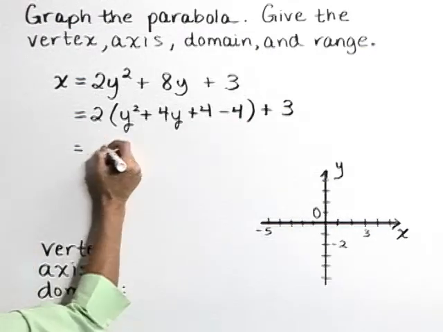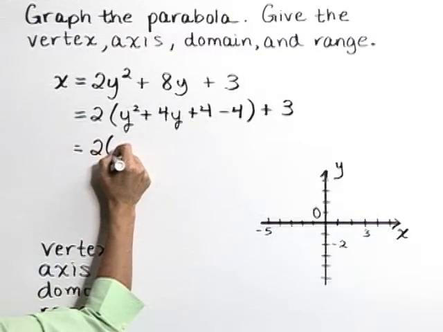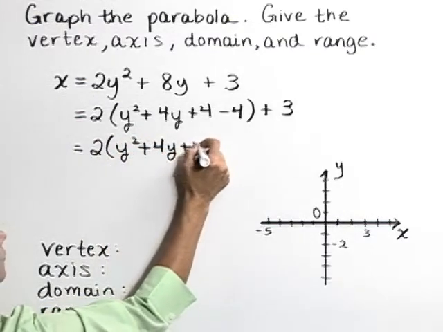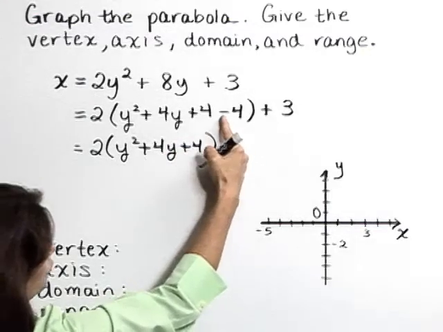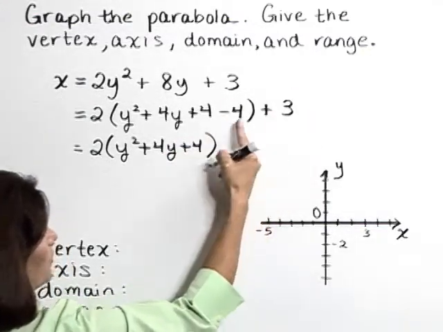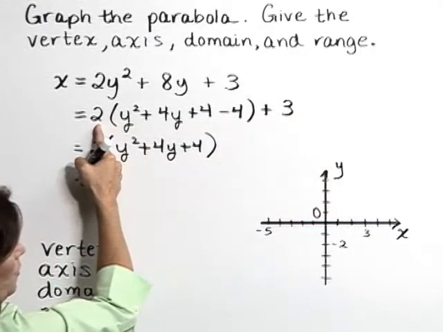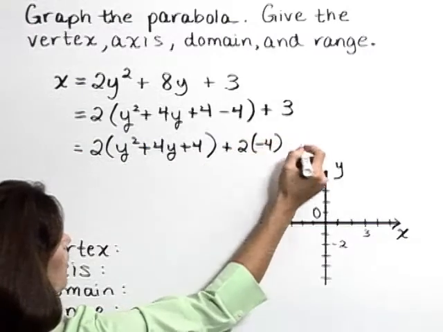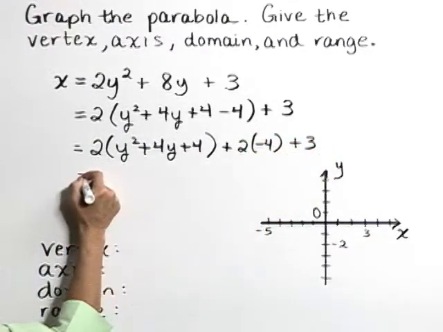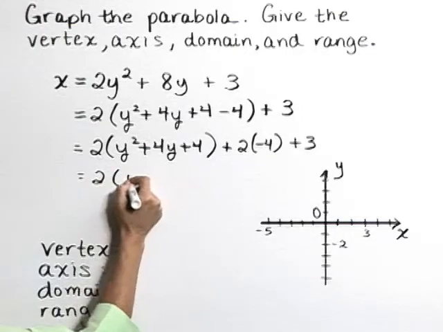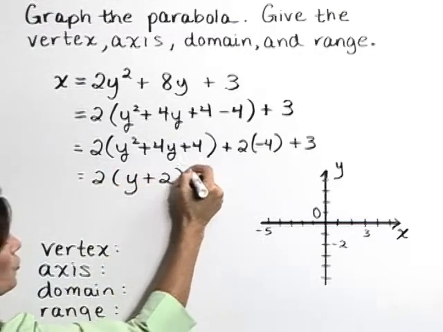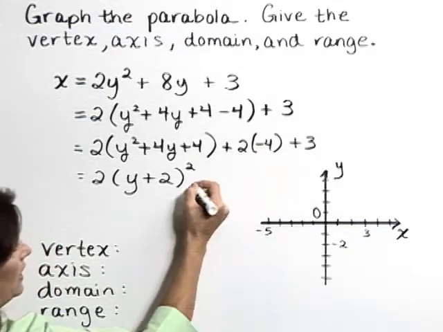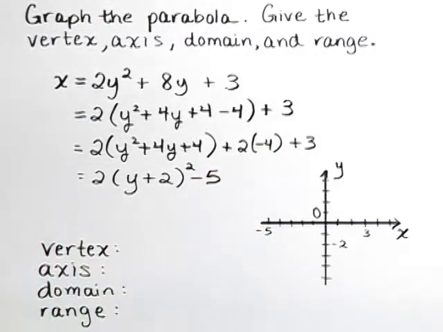Now, let's rewrite as 2 times y squared plus 4y plus 4. Let's move this negative 4 out of the parentheses, but realize that it's multiplied times 2. So let's write plus 2 times negative 4 and plus 3. Now factor, this is 2 times y plus 2 quantity squared, negative 8, and 3 is a negative 5.